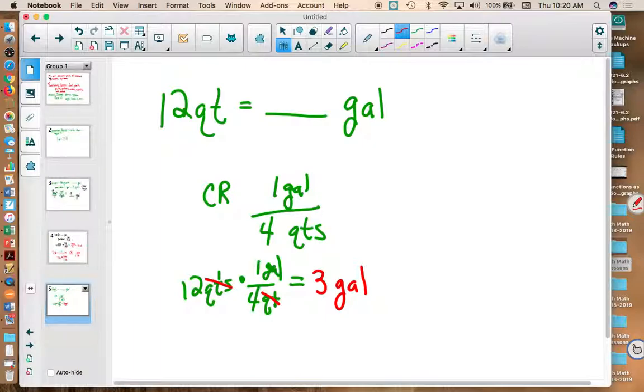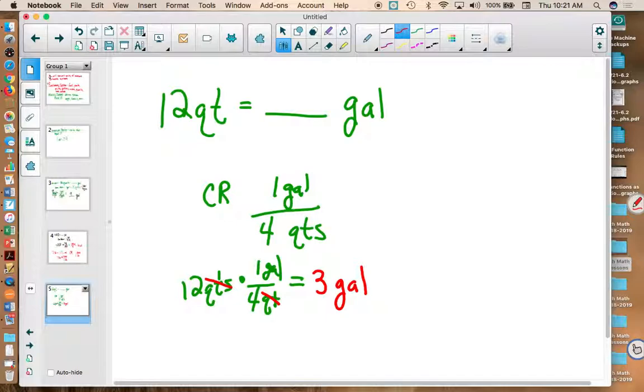Roper, are you good? Who said that's confusing? Okay. Chance? Always find the conversion rate, okay? 1 gallon is the same thing as 4 quarts. Do you agree? So that's a unit of 1. Do you agree with that? You always multiply whatever you're converting by a unit of 1.